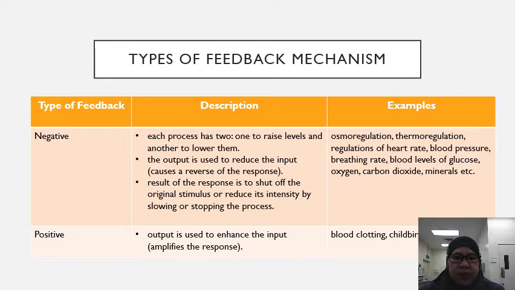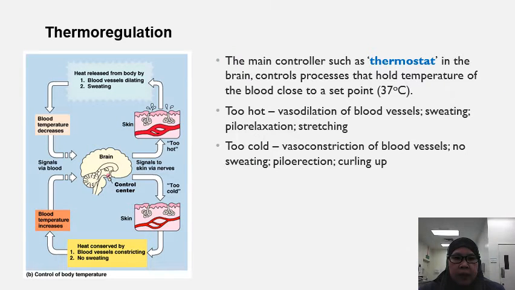As for positive feedback, the output is usually to enhance the input, or to amplify the response. For example, under positive feedback are blood clotting as well as childbirth. So if we look at BIO270, two things that are normally discussed or explained in detail for negative feedback are thermoregulation as well as the control of blood sugar.